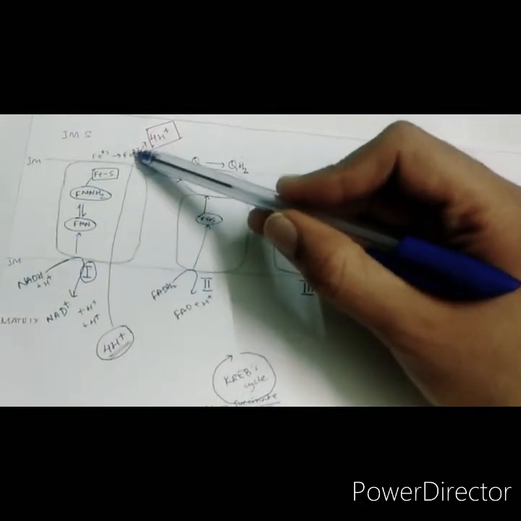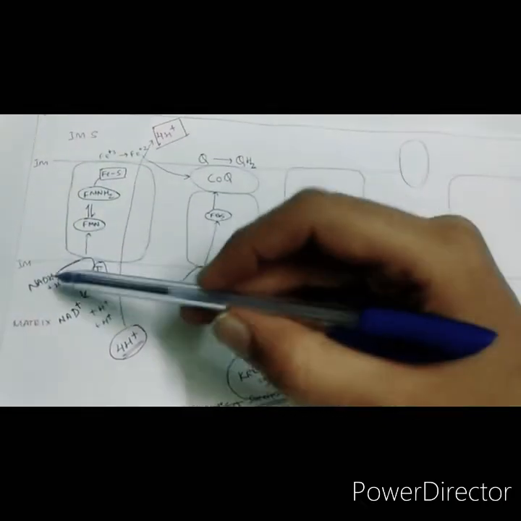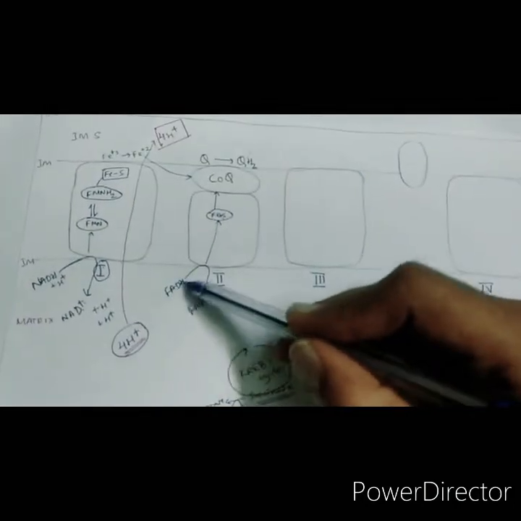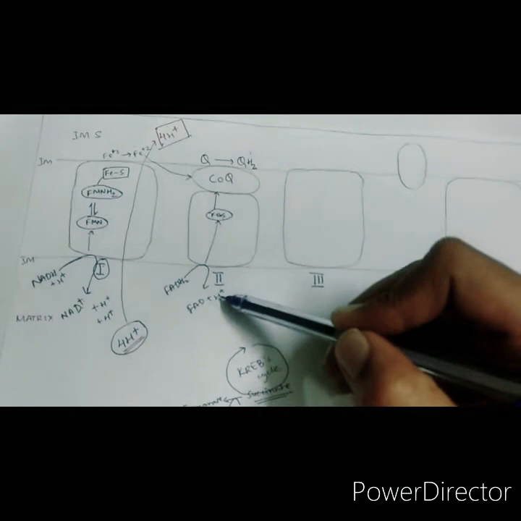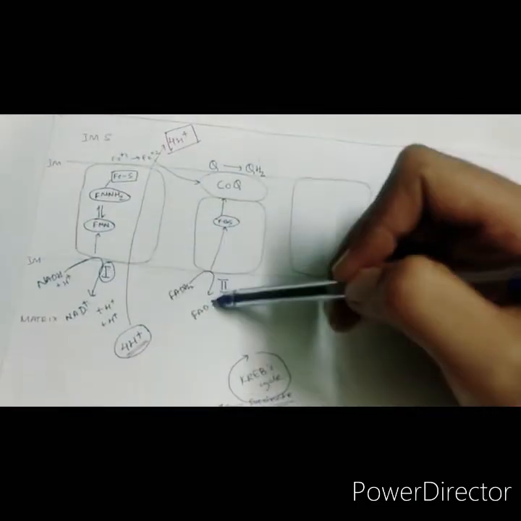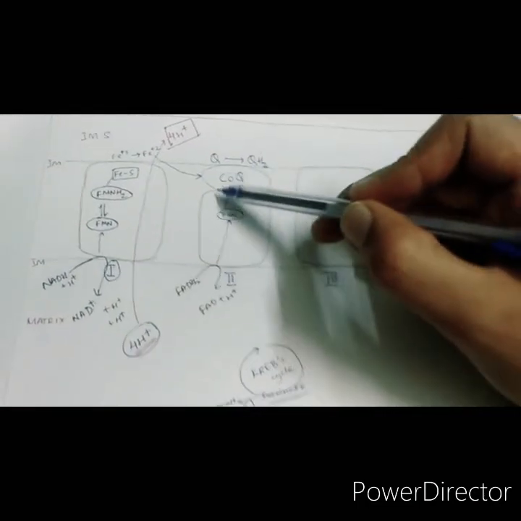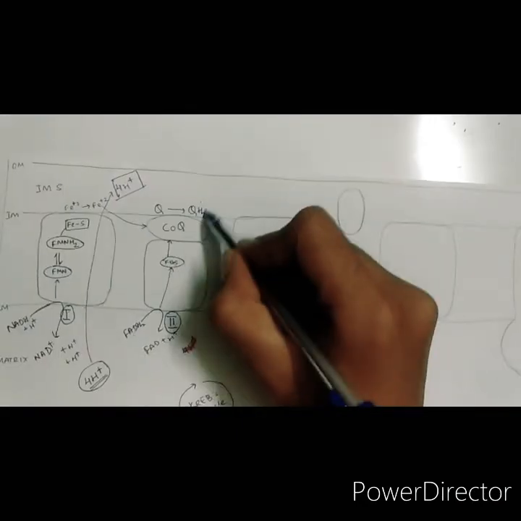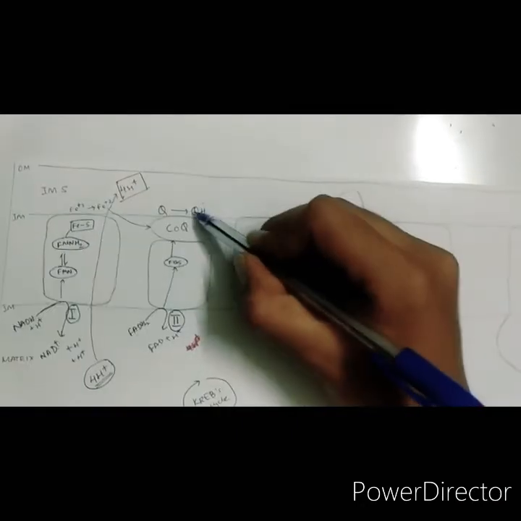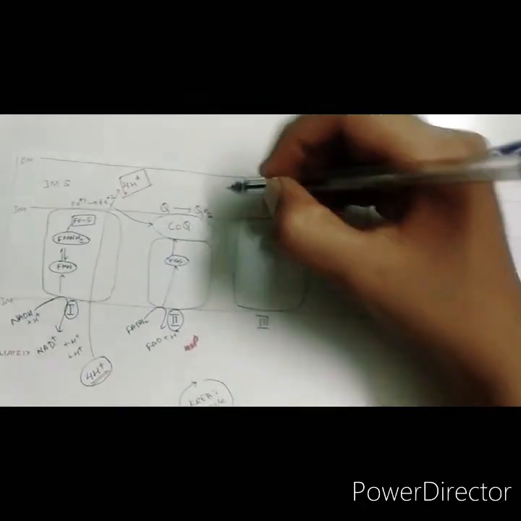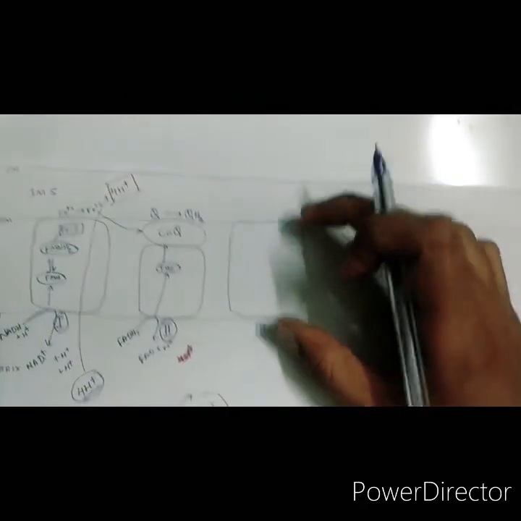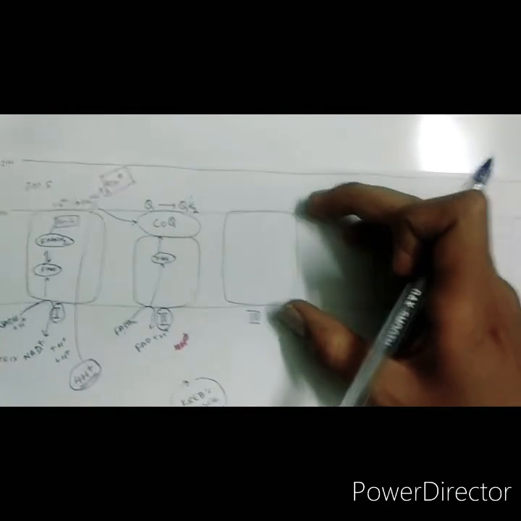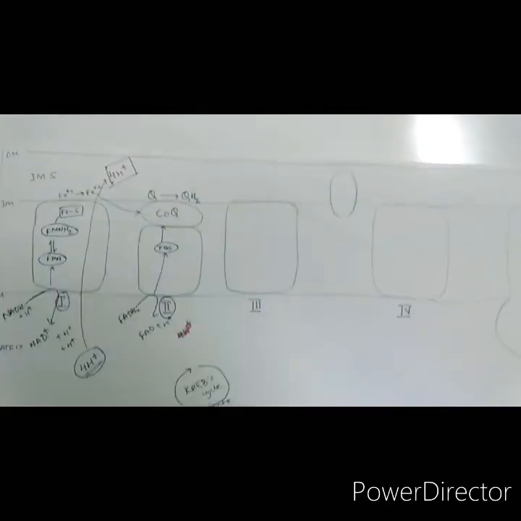That is because of the first complex, because of the oxidation of NADH to NAD plus, and also because of FADH2 to FAD. So these two oxidation reactions lead to the reduction of coenzyme Q to coenzyme QH2. Now coenzyme QH2 transfers the electrons to complex 3. In complex 3, we know it is a complex of cytochrome B and cytochrome C1.